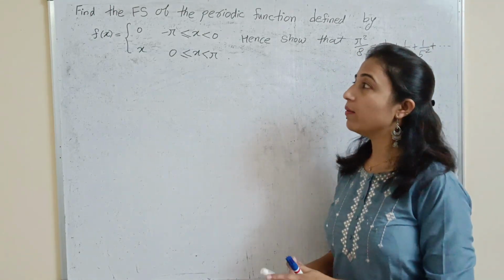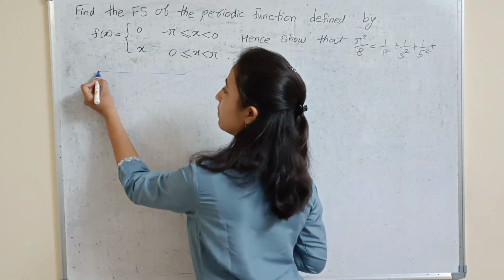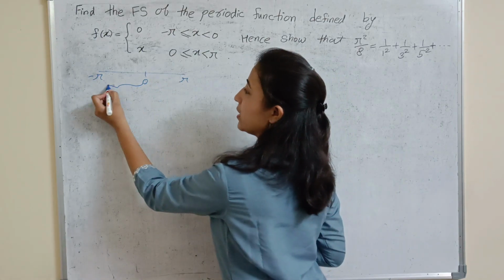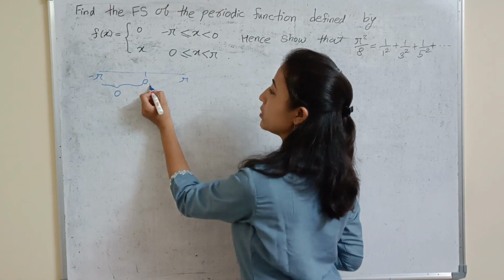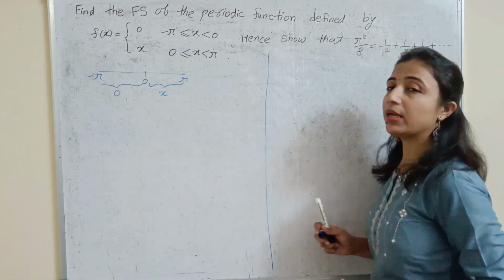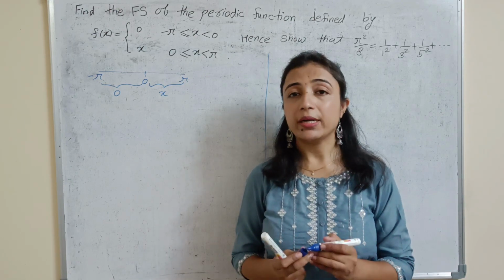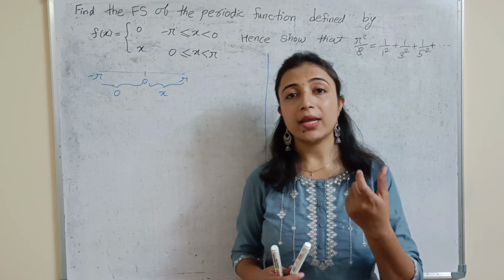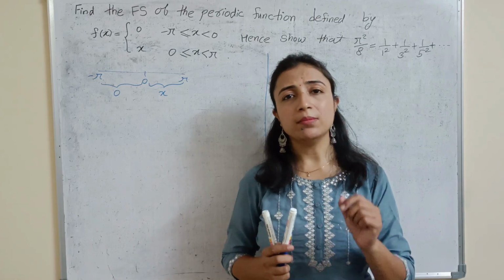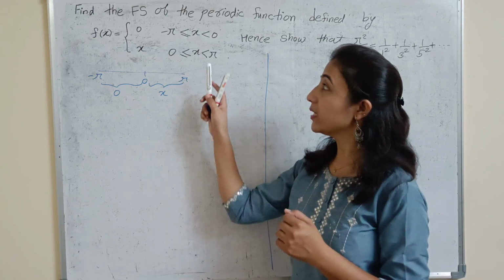Firstly, see here our function is given broken in two parts. The interval is minus pi to pi, and the function is 0 from minus pi to 0, and x from 0 to pi. Now when the integration limit is minus a to a, we always use the concept of even and odd functions. When the function is x square, x cube, x sine, cos, or sometimes a product or addition of terms, we can use the even and odd concept even when the function is divided in this way into two parts.